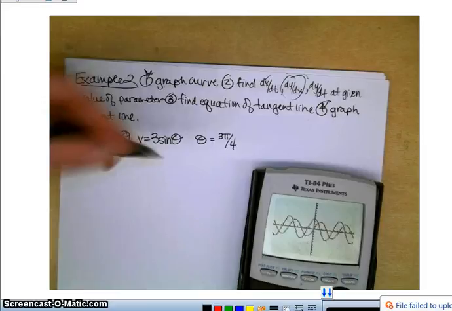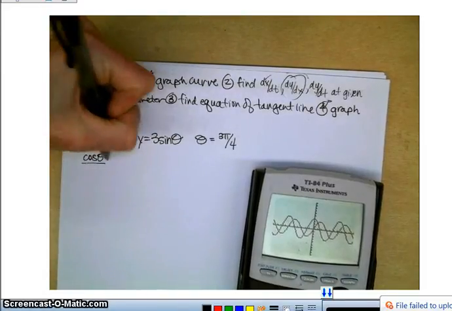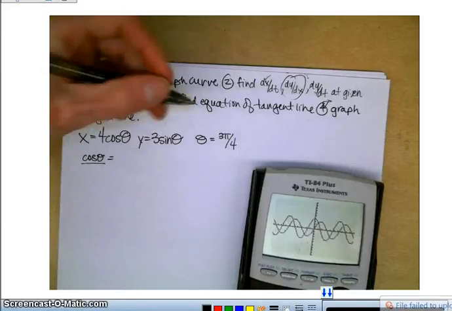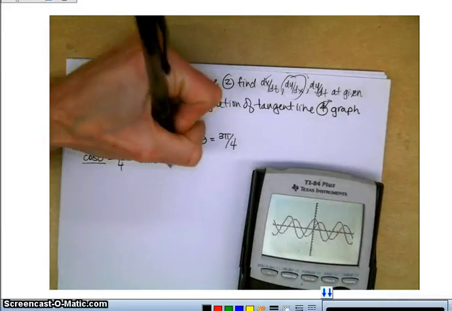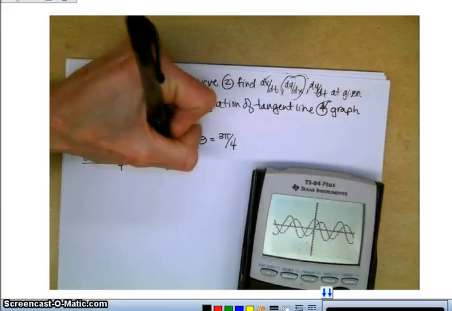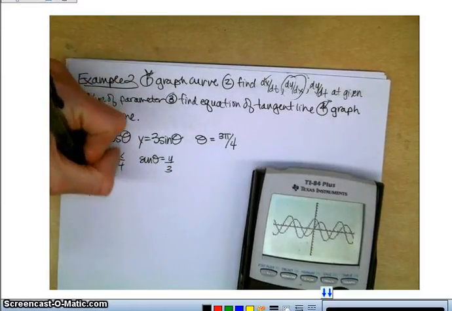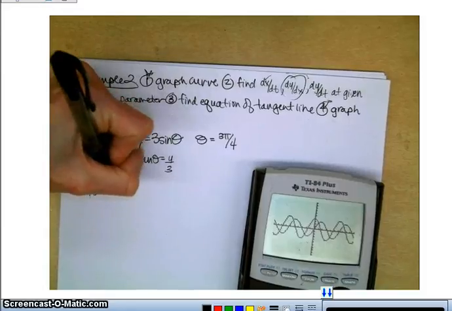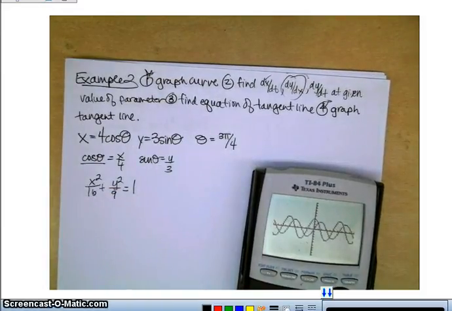Rectangular form would mean the cosine of theta is equal to x over 4, and the sine of theta is equal to y over 3. If I use sine squared plus cosine squared equals 1, I end up with x squared over 16 plus y squared over 9 equals 1. Now I have the challenge of graphing this in the graphing calculator, which we can do a couple of different ways. We can get y by itself.